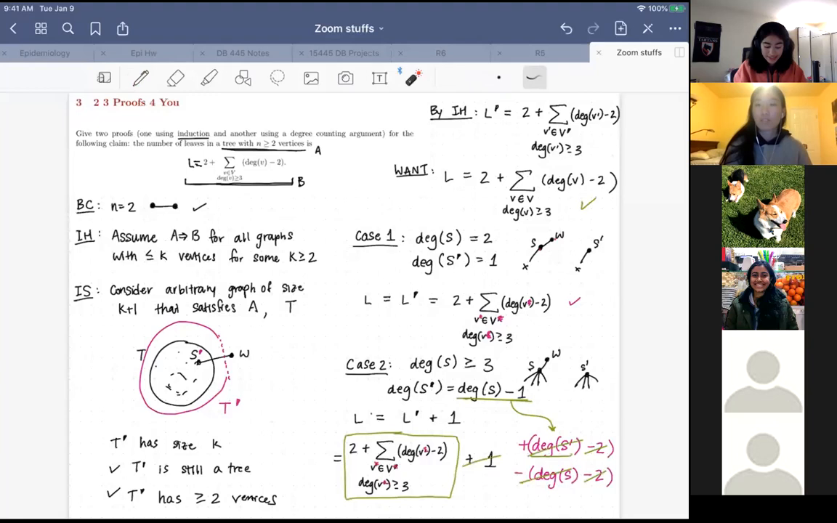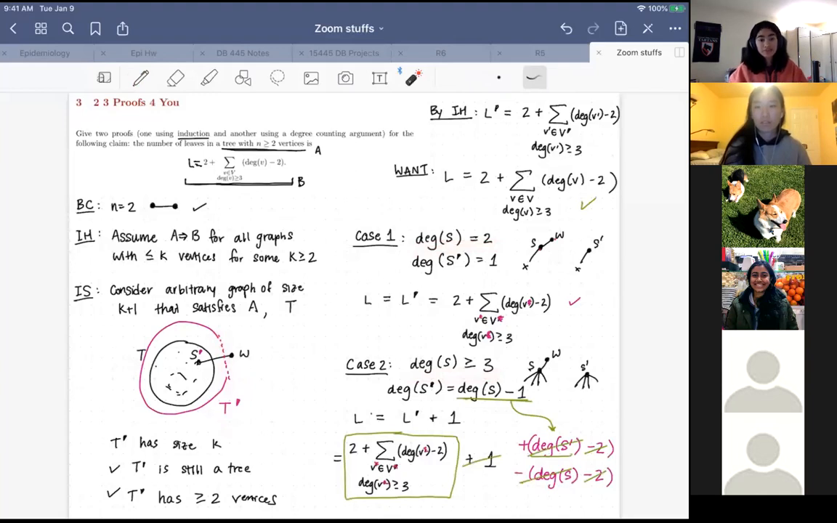So we came up with the cases where we case on whether the degree of S was 2 and whether the degree of S was greater than or equal to 3. And the reason we did this is because we're counting the number of leaves. So the number of leaves, how it changed when we went from T to T prime, is really that we got rid of this leaf W.